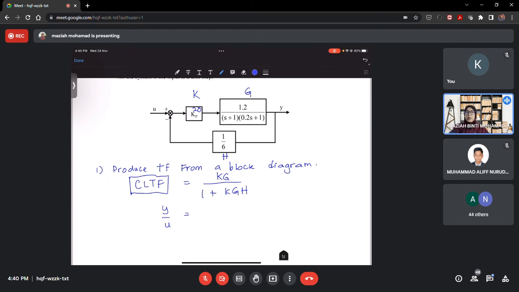If you are already able to get the transfer function, please tell me the answer. I will give you some time to solve that, 2 minutes maybe.